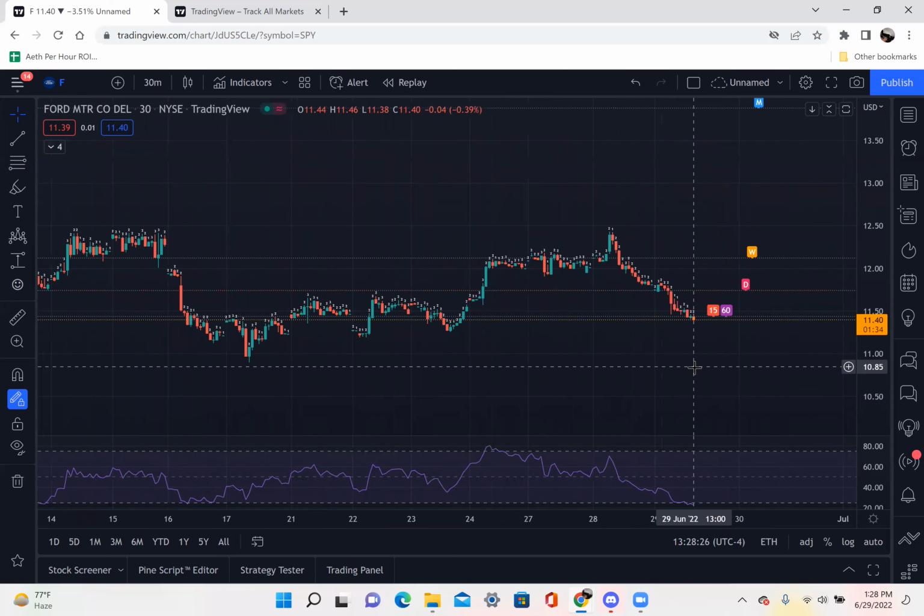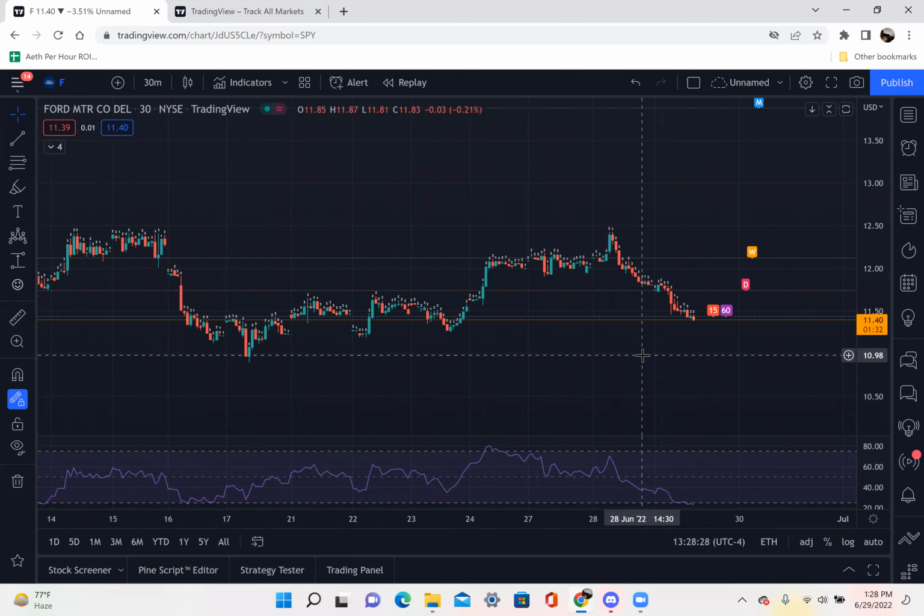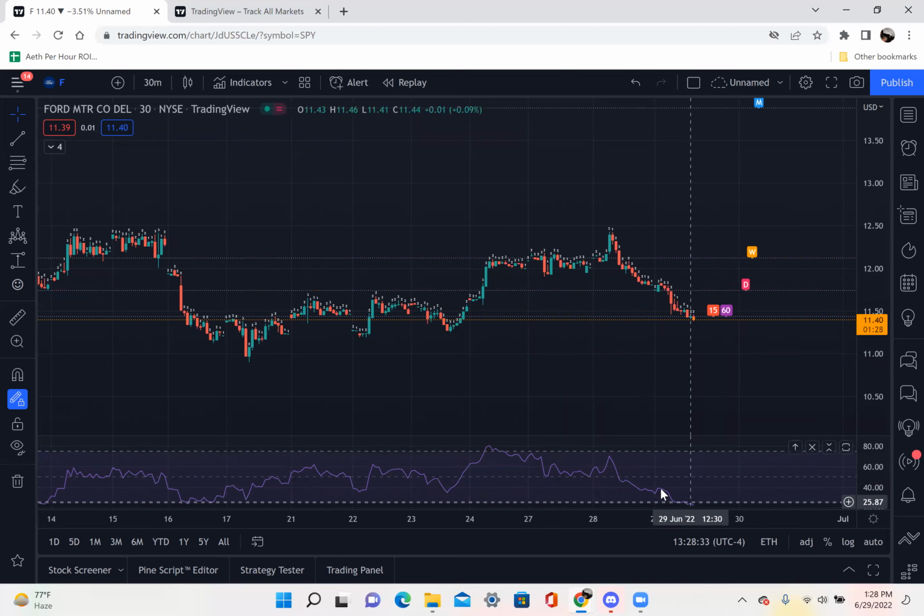One thing I'll teach you right now, since I know I'm going to do the reversal, this right here, me, because I trade with the RSI, is an automatic.